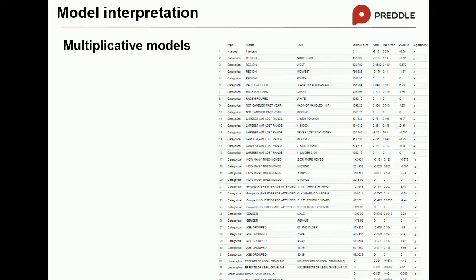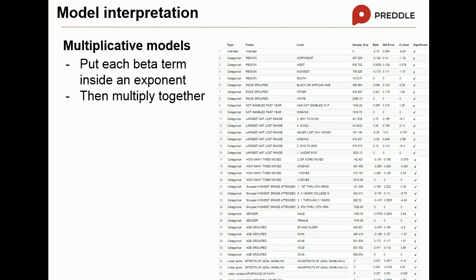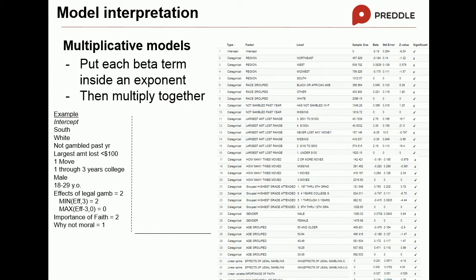Now the multiplicative model works in exactly the same way, but with two differences. First of all, you put each beta term inside an exponent, and secondly, you then multiply them all together rather than adding them together. So here is an example using the earlier model we built. Here we've got a white male living in the south, largest amount lost of less than $100, one move, etc. Like with the additive model, we pick up the intercept first. This is negative 0.218. Then we wrap that in an exponent. For those that don't know, this means taking e to the power of negative 2.18.